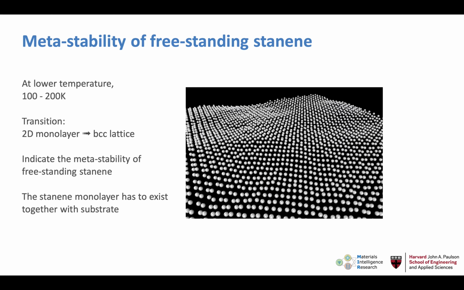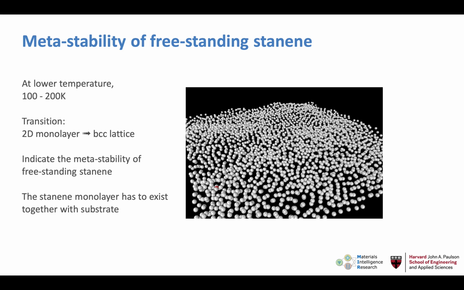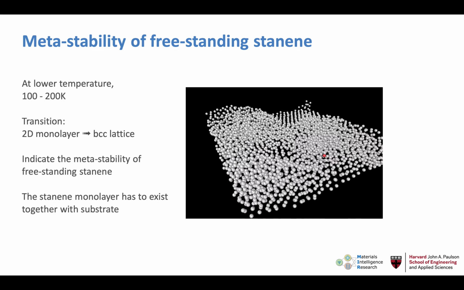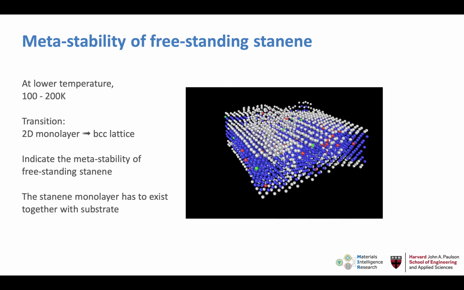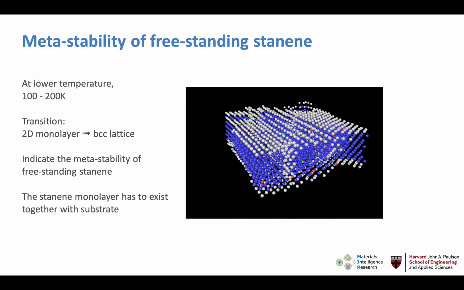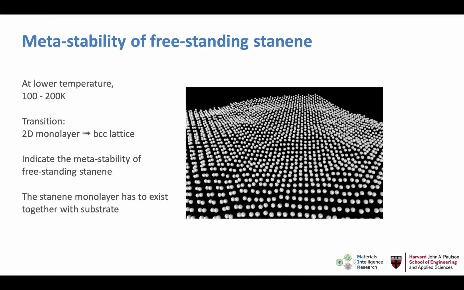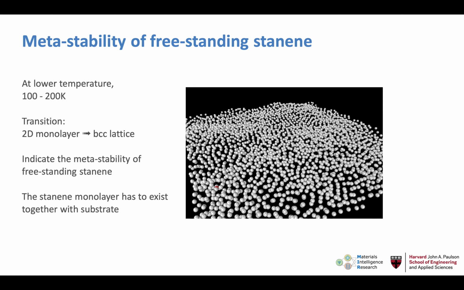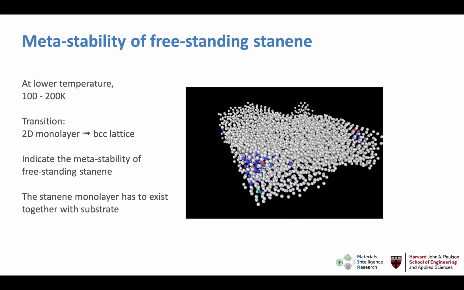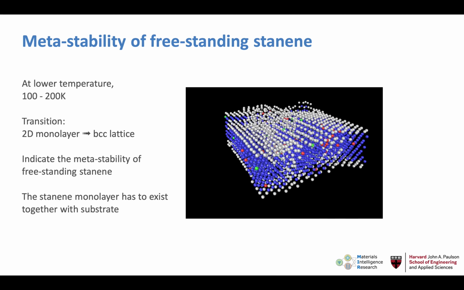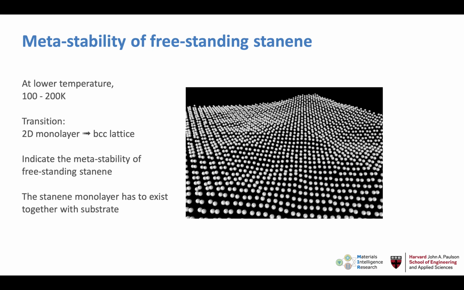And finally, we investigate the lower temperature behavior of the freestanding Stanene. In this animation, we show a molecular dynamics simulation at 200 Kelvin. Surprisingly, we find that there's a 2-dimension to 3-dimension BCC lattice transition happening in the Stanene system. So this indicates the metastability of the freestanding Stanene, and this also indicates that the Stanene monolayer indeed has to be grown on a substrate, as a number of experimental papers have reported.